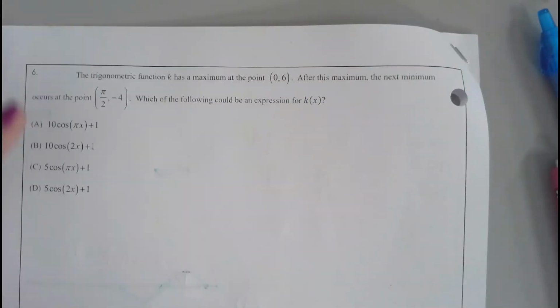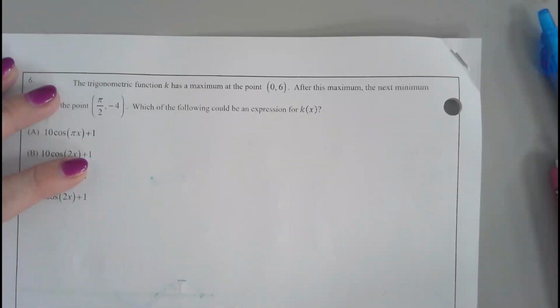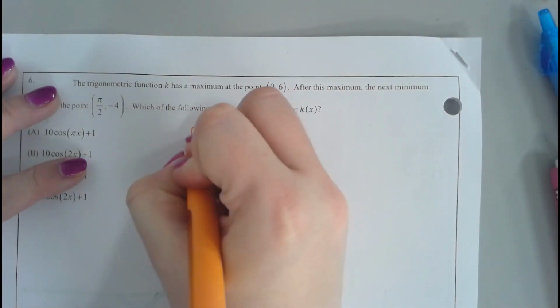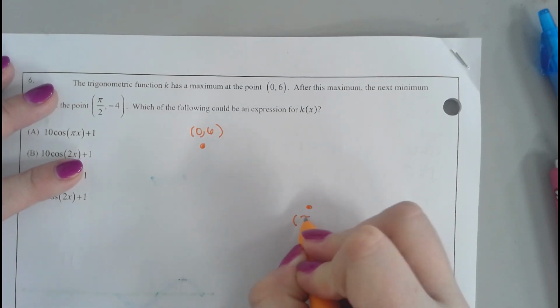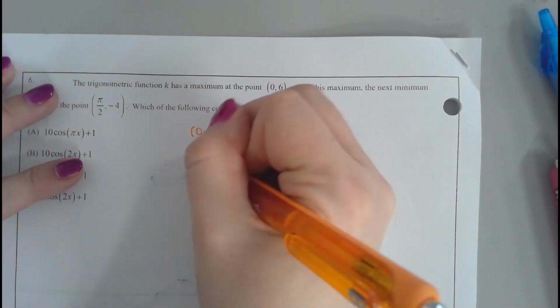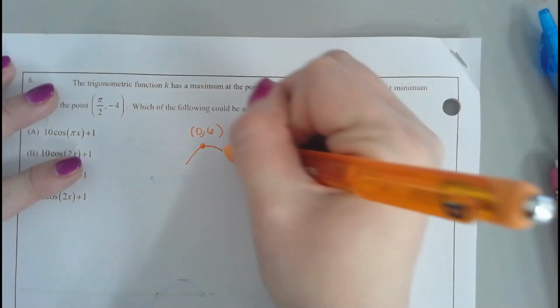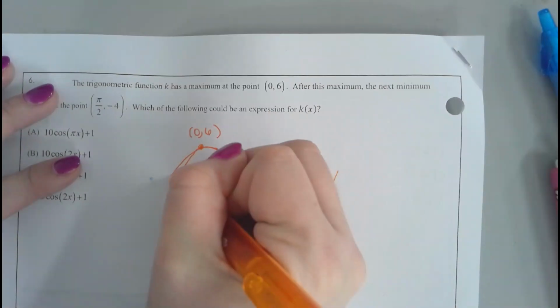So number 6 is a question like we've done, except instead of us just telling what the period, amplitude, all of that is, we have to put that into the equation. So we have a maximum at the point 0, 6, and a minimum at pi over 2, -4. And so it will look something like this.